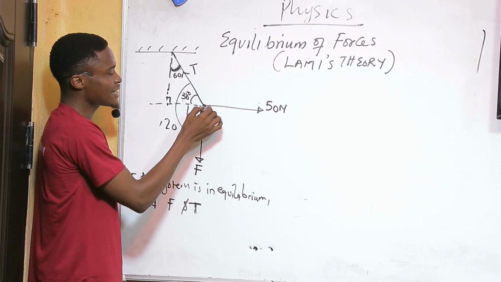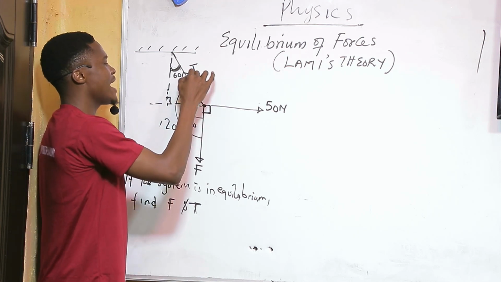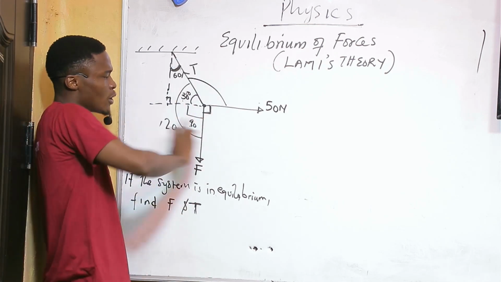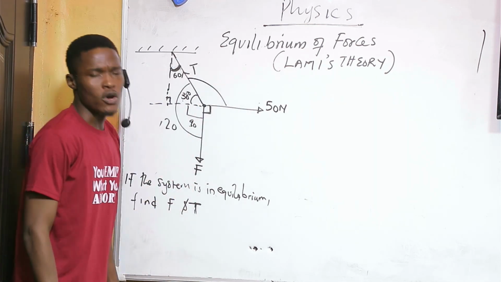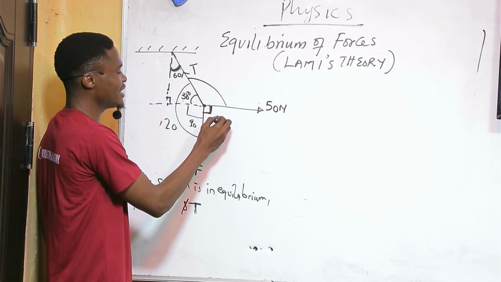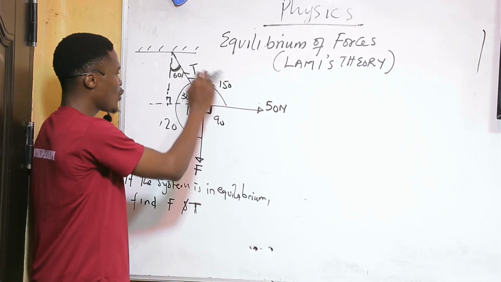120. Now, this side is already 90. They've given us here as 90. Now, what about here? So here should be what? Remember, the sum of angles at a point must be 360. Here is 120, here is 90, so here must be 150, just like we did before. So here must be 150.